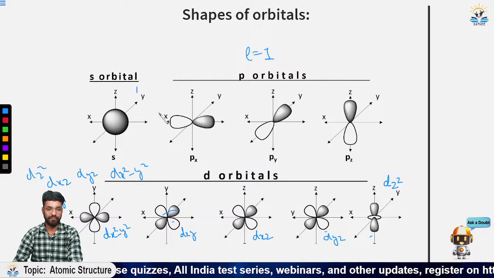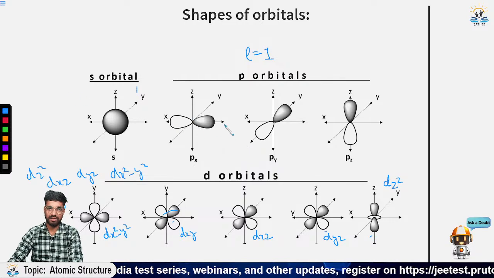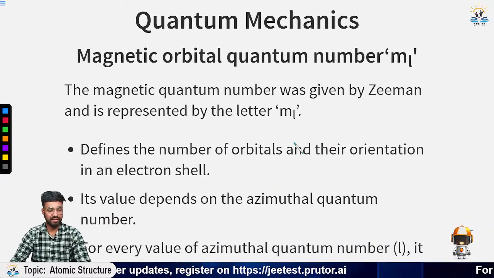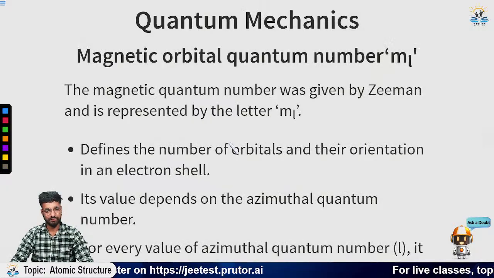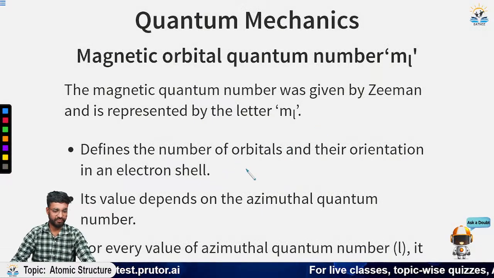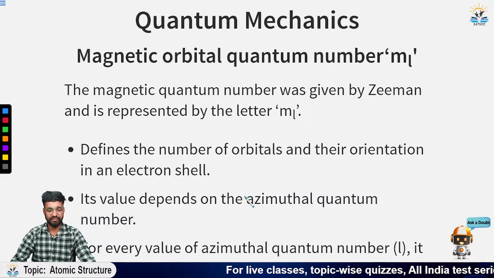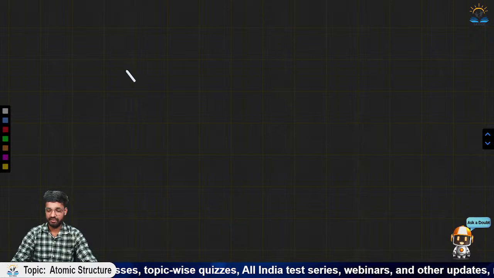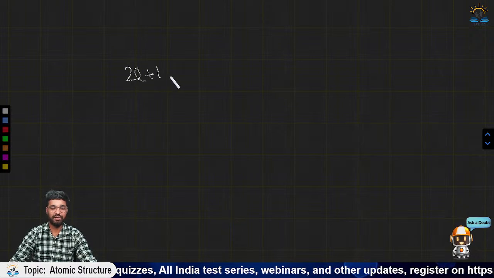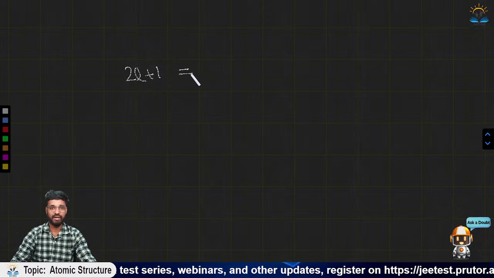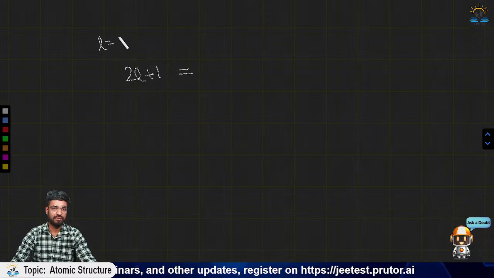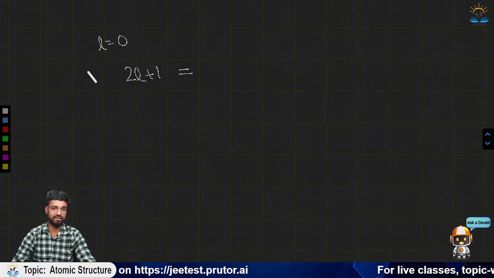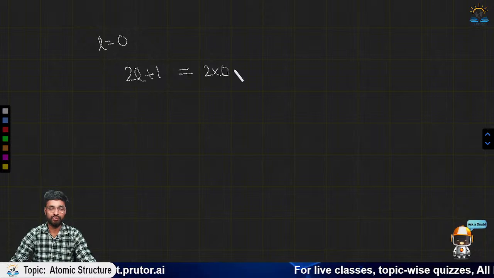So it is lying upon the x-axis, it is lying upon the y-axis, and this one is lying upon the z-axis. So this is the difference here. Now, we were on how to define this azimuthal quantum number. Here was the thing: we have 2l plus 1 values for a given value of L. So if you are given L as 0, then we are calculating the number of orbitals. So it is 2l plus 1, that is 2 into 0 plus 1.